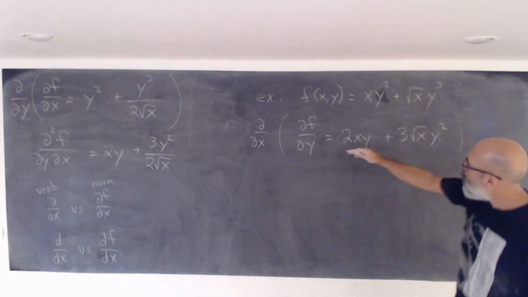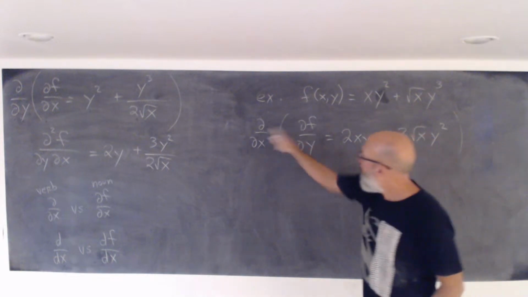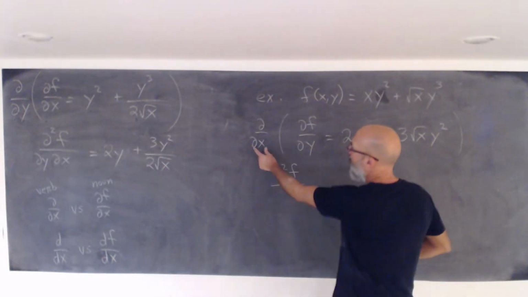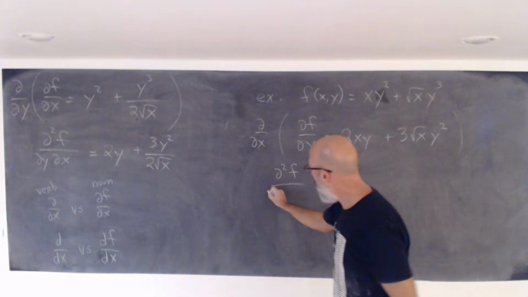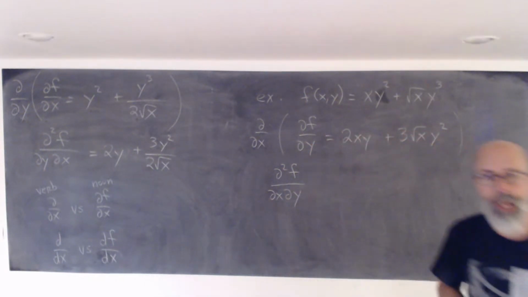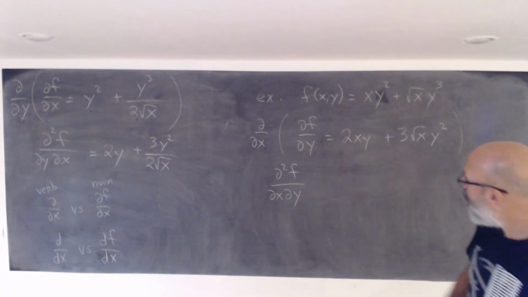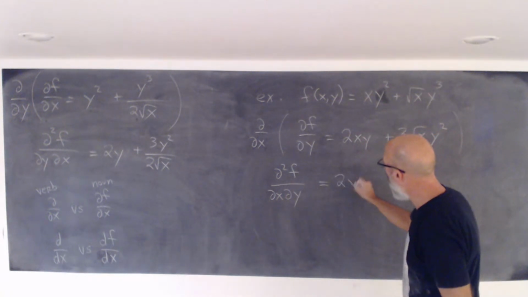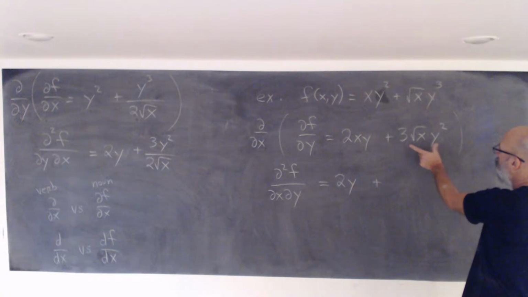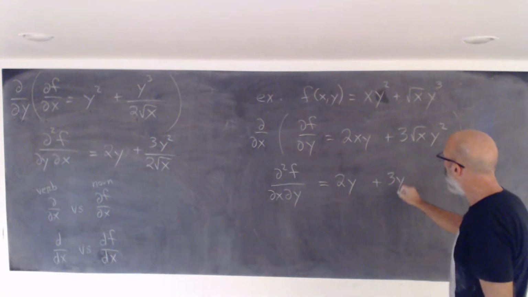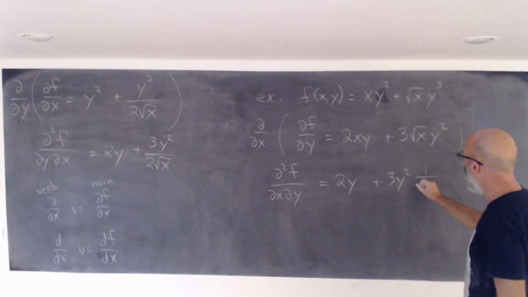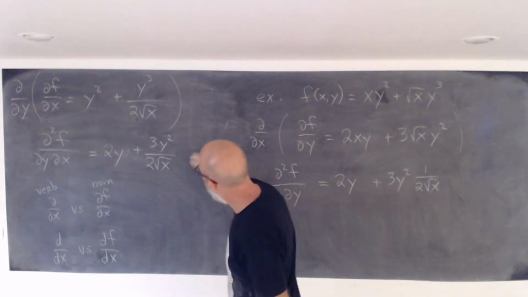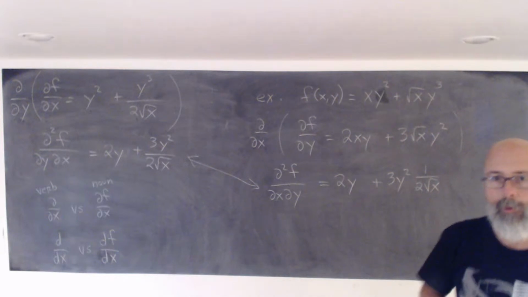If we differentiate this new function with respect to x, again, let me introduce notation here. This is d squared f by dx dy. So that's the notation in use. And what do we get here? We're differentiating this with respect to x. We get a 2y plus, this 3y squared is fixed, the derivative of square root of x is 1 over 2 root x. Notice that they're the same.